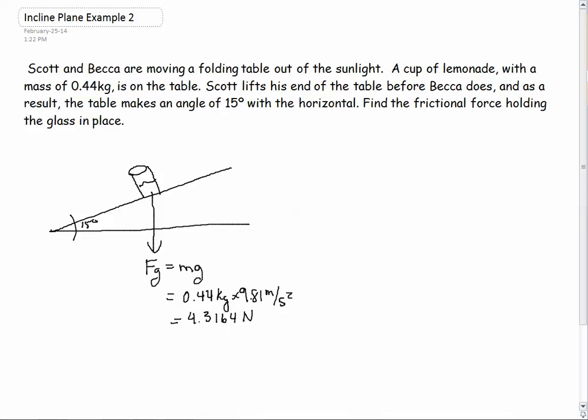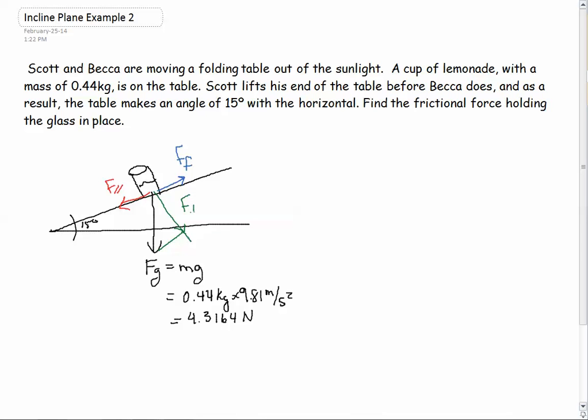We know that there is a component of this force of gravity that's going to pull down the plane. And we call that the parallel component of the force of gravity. Recognize that if that glass is staying in place, there has to be an equal and opposite force pulling up the plane, and that is the force of friction. So by calculating the parallel force acting down the plane, I can know what the force is acting up the plane.